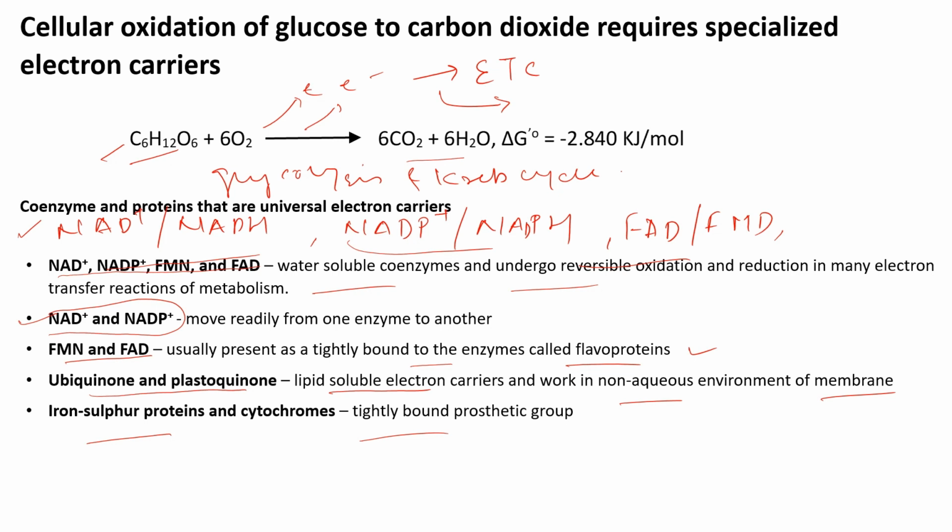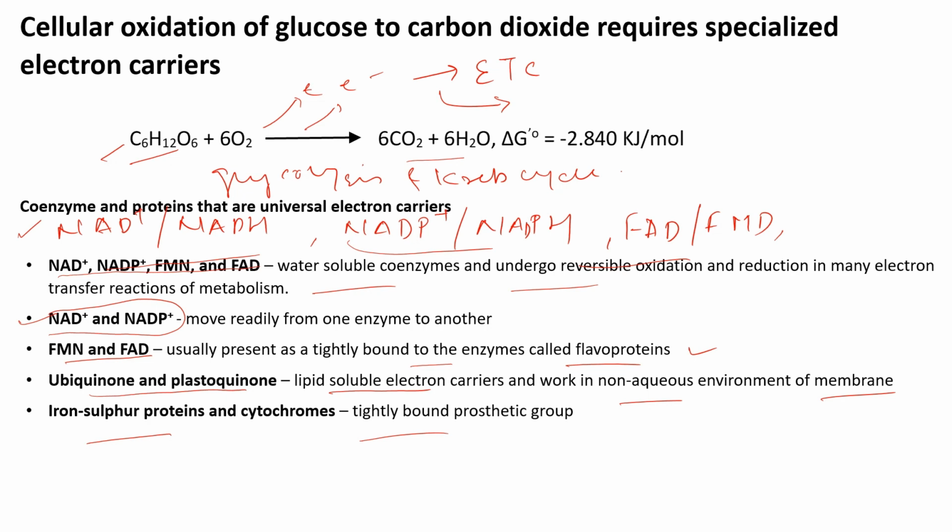So electron carriers are the small molecules that carry electrons released during the oxidation of glucose. Oxidation of glucose is a multi-step enzymatic reaction in which a few steps are oxidation steps that release electrons. These released electrons are then carried through the electron transport chain with the help of electron carriers. These are NAD plus, NADP plus, FMN, FAD, ubiquinone, plastoquinone, and iron sulfur proteins and cytochromes, in which NAD plus and NADP plus are not bound to any enzyme. They can move from one enzyme to another.